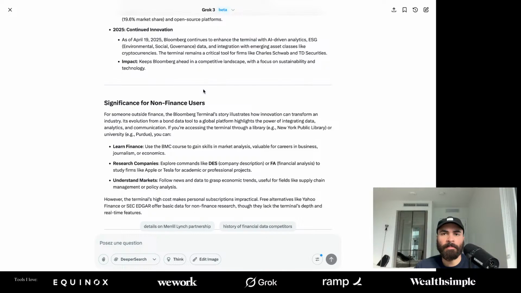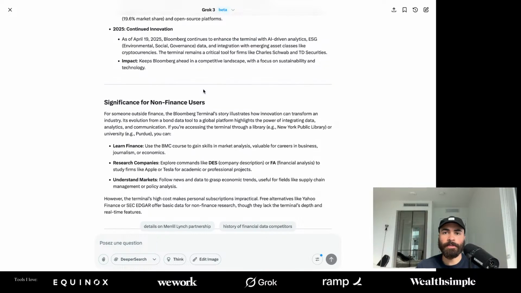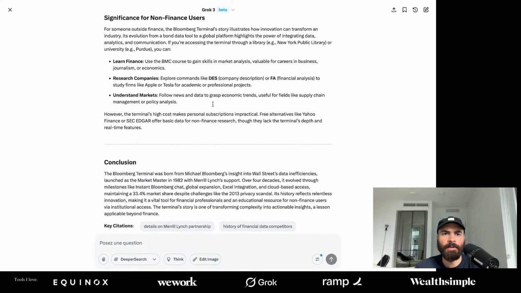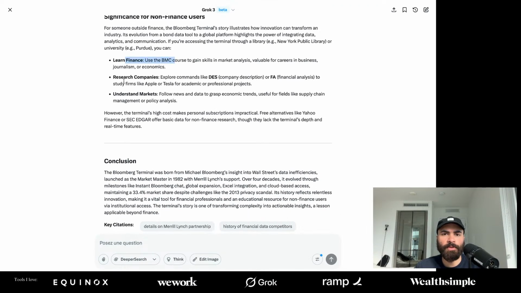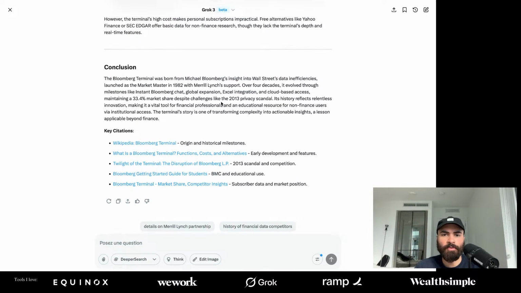Keeps Bloomberg ahead in the competitive landscape with a focus on sustainability and technology. Enhanced terminal with AI-driven analytics, ESG integration with emerging asset classes like cryptocurrency, critical tool for firms like Charles Schwab and TD Securities. Learn finance, research companies, understand markets. Conclusion.